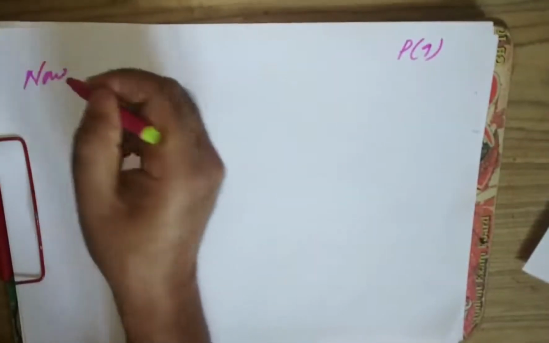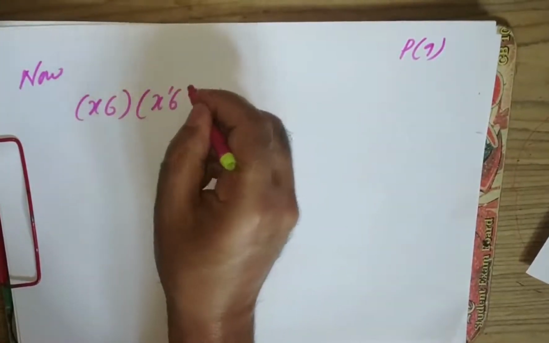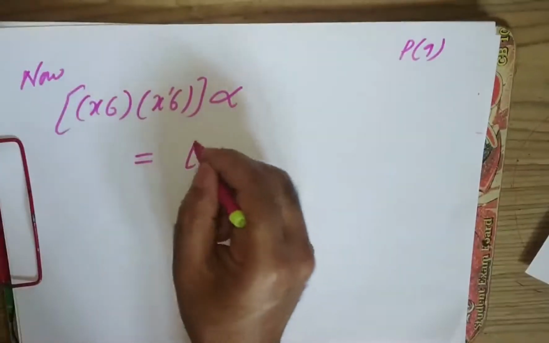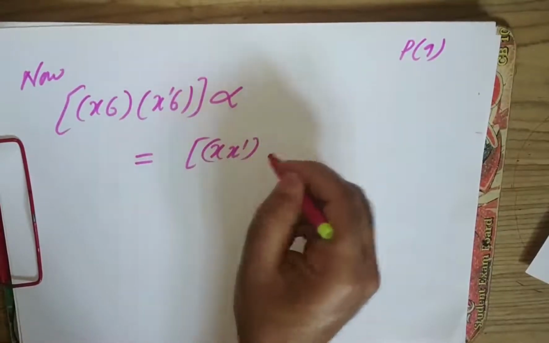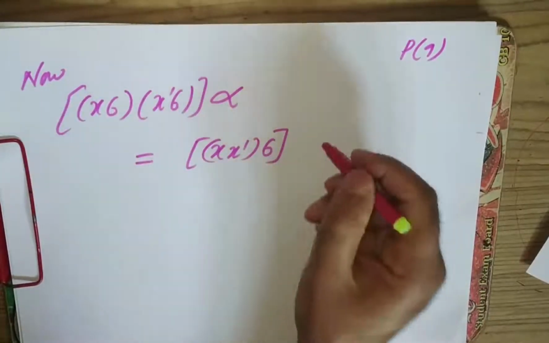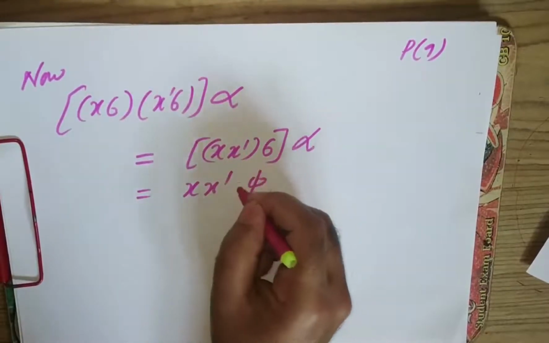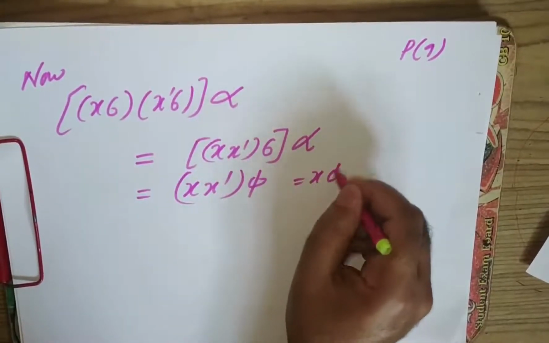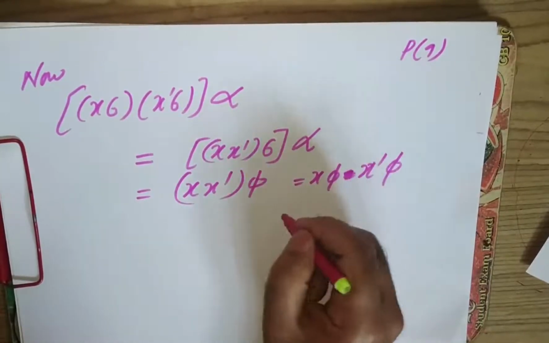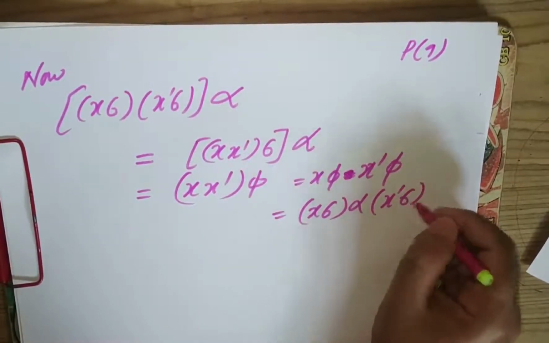Now let's choose any two elements again, x sigma and x dash sigma, of alpha. This is equal to x dash of sigma, by definition of the sigma natural map. By definition of the binary operation in S over sigma, it's equal to this. And this one is equal to x dash phi by definition of alpha, but this is equal to x phi into x dash phi, and x phi is equal to x sigma alpha, and x dash phi is equal to x dash sigma alpha.